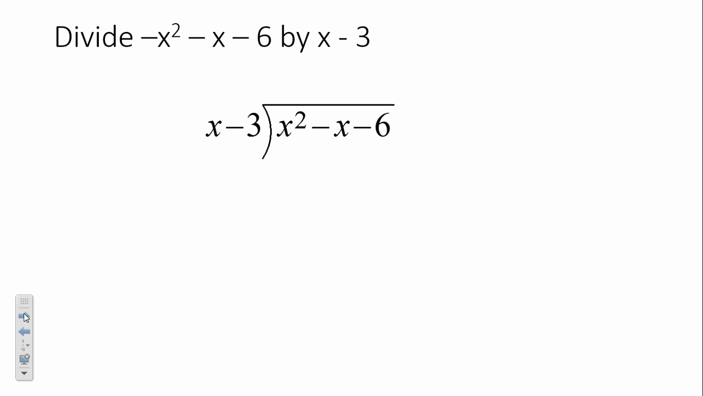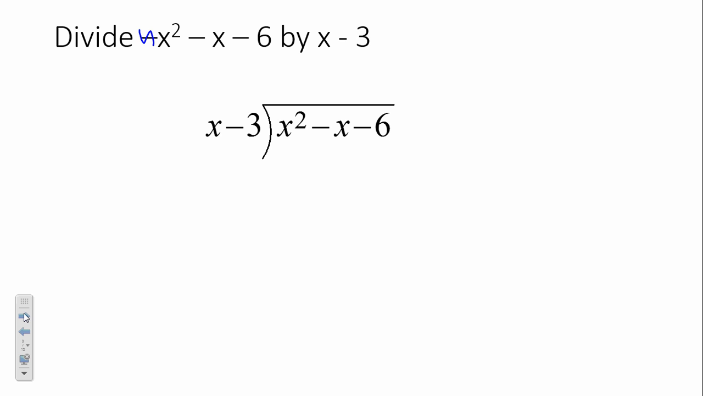So the first example that you have, I wrote the wrong, yep, it should be positive x squared, I believe. Let me make sure I've got it right. Yeah, positive x squared, okay. So ignore this negative up here. We're going to divide x squared minus x minus 6 by x minus 3. That's number 1 on your worksheet.